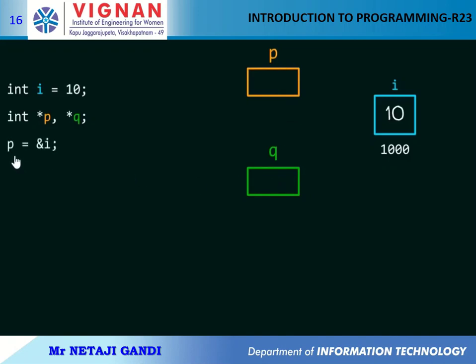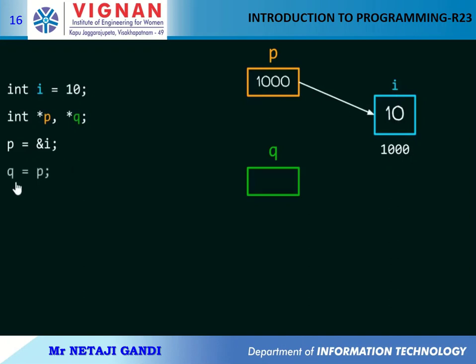Apart from this, with the help of this statement p equals ampersand of i, we are trying to assign the address of variable i to this pointer p. We can see here the address of variable i is 1000. Therefore, with the help of this statement, we will simply assign this address to pointer p, so that the pointer p will point to variable i, right?